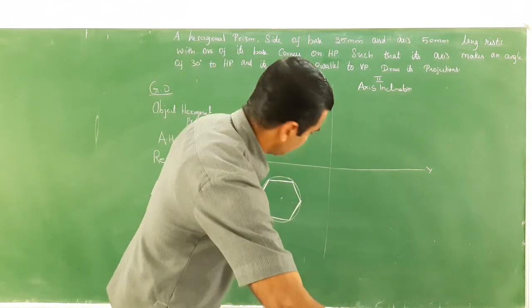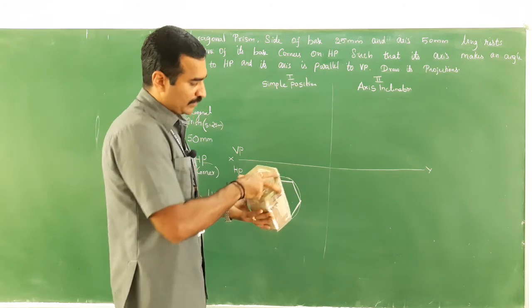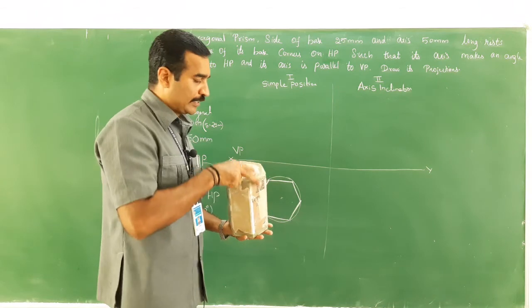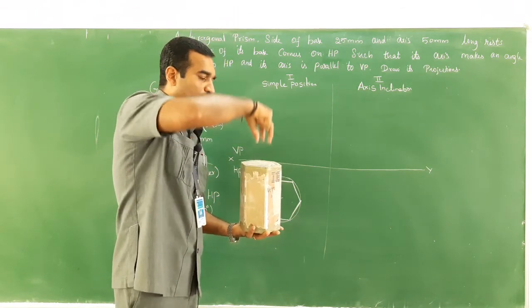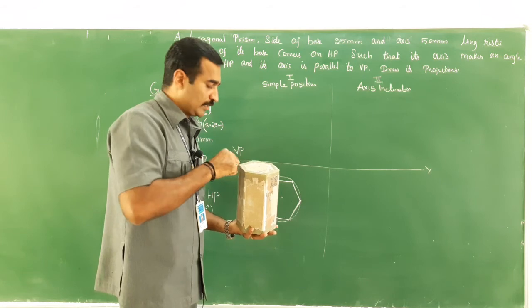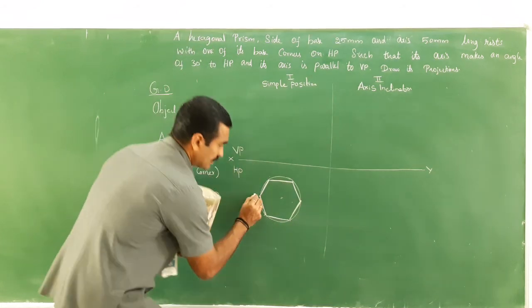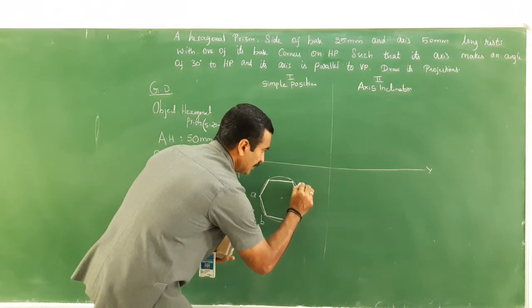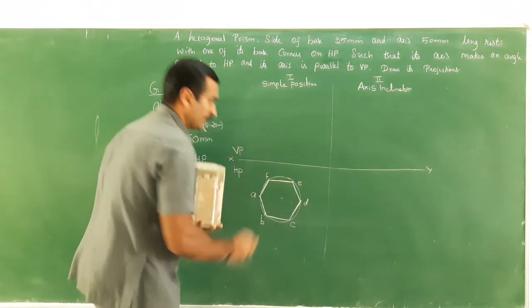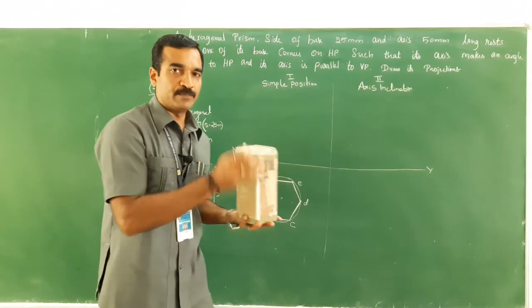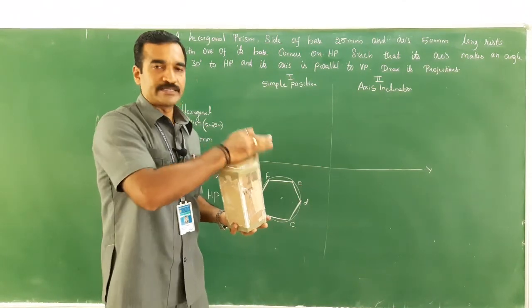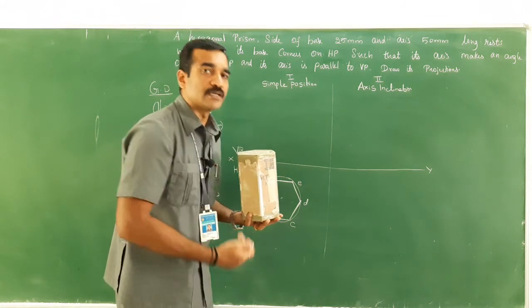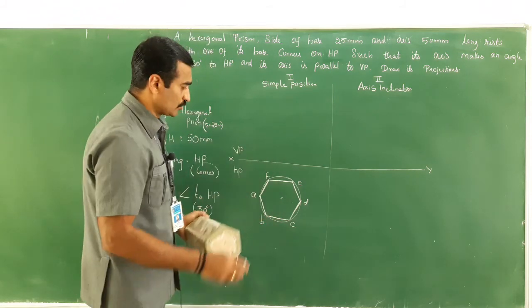Right? So look at here. This is how the object is resting. When I look from the top, I could see the hexagon. This top face, when I look from the top, I could see the top face. A, B, C, D, E, F. It has the same shape and size in the bottom also, and those corners are invisible.